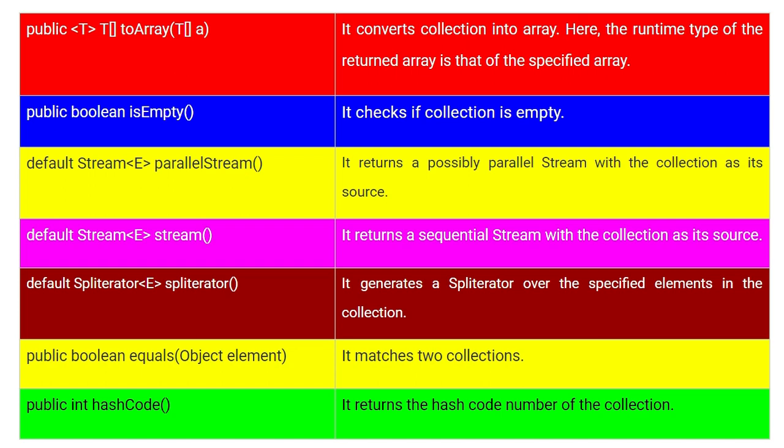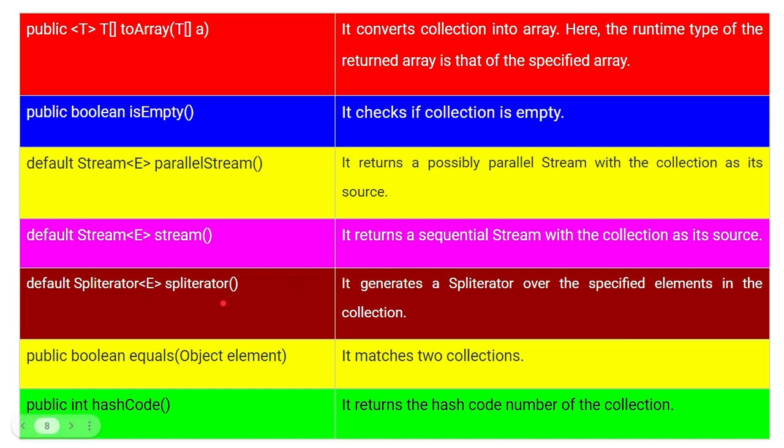And this is the parallelStream, so we can discuss the parallel stream in the Java 1.8 features, which is something like the Stream API. It returns a possibly parallel stream with the collection as its source. We can discuss it later. Okay, fine. This is the stream, and a stream also we can discuss in Java 1.8 features. It returns a sequential stream with the collection as its source.